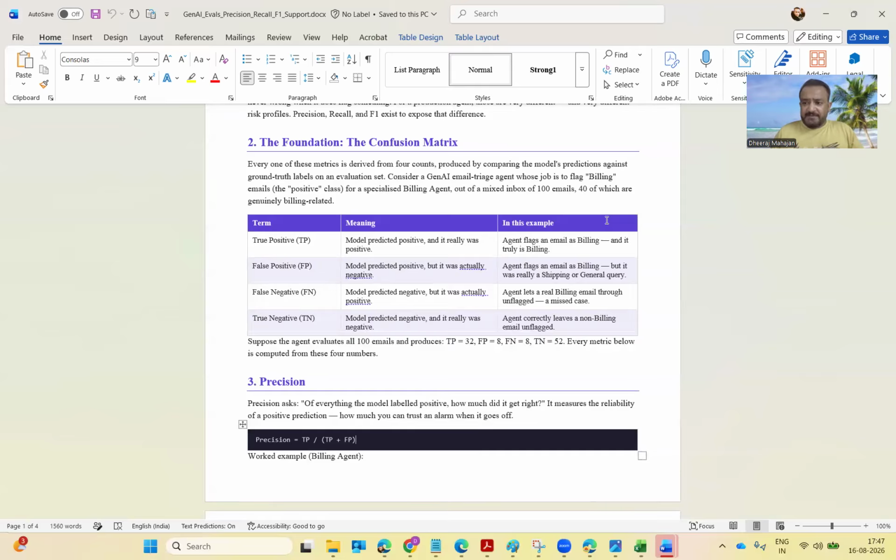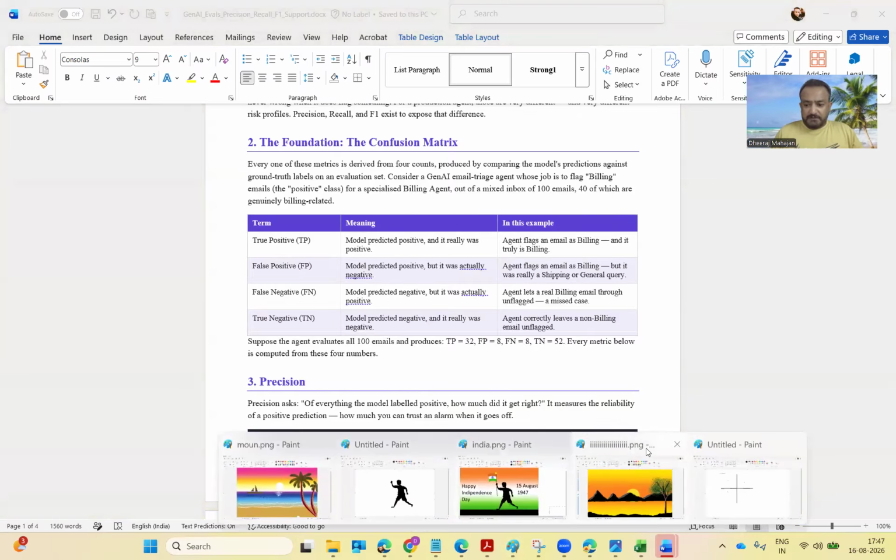But there might be a chance the doctor predicted a disease, but the AI model did not predict a disease. That comes under false positive. Similarly, there might be a chance the model predicted the disease as negative, but it was actually positive. That's the false negative. And true negative: the model predicted negative, and it really was negative. So we have to consider these factors of the confusion matrix.